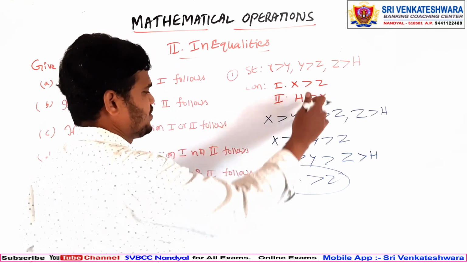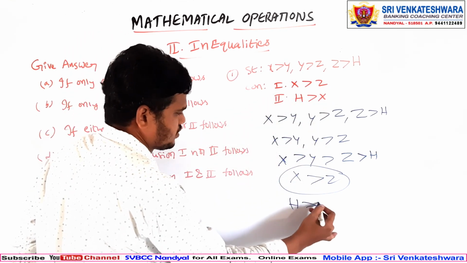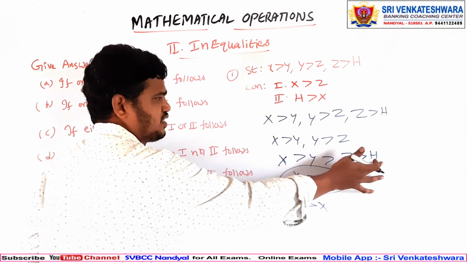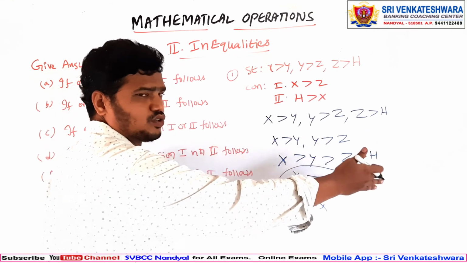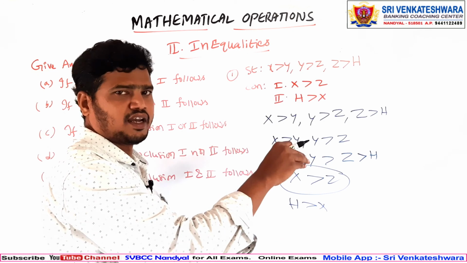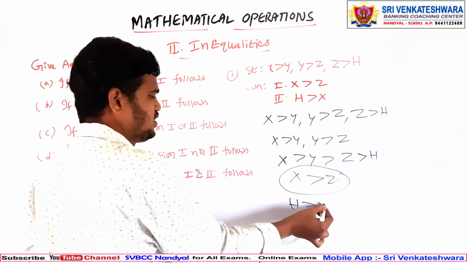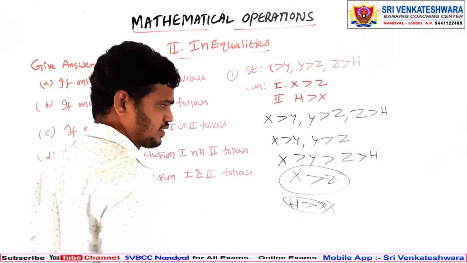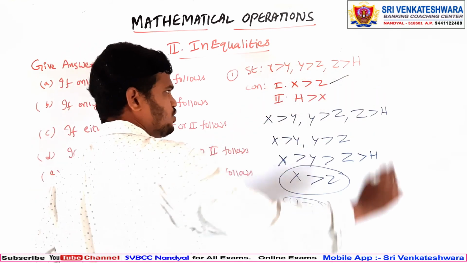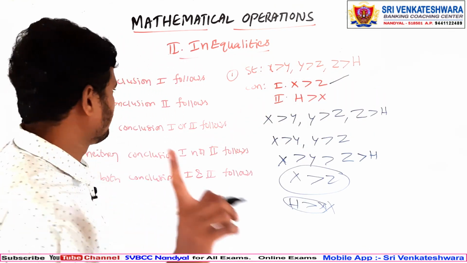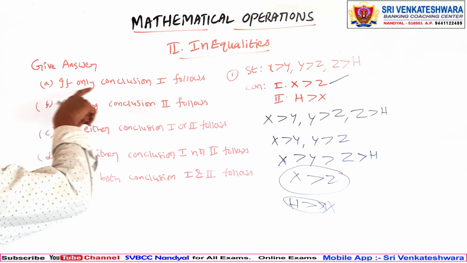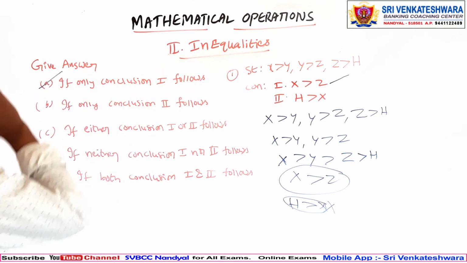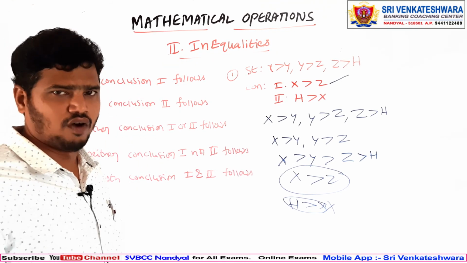Next, h is greater than x. But h is the last value, the least value. H is very small compared to the other values, so this does not satisfy the given expression. So only conclusion 1 is correct. Which option is that? If only conclusion 1 follows.